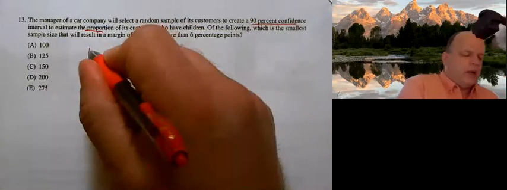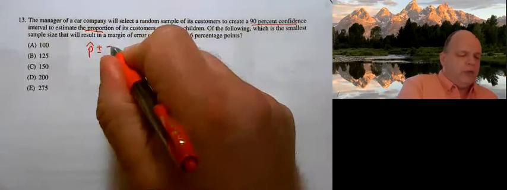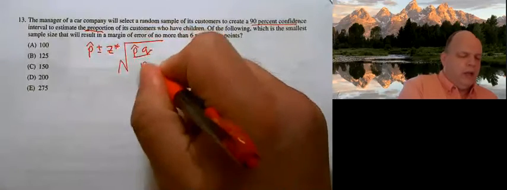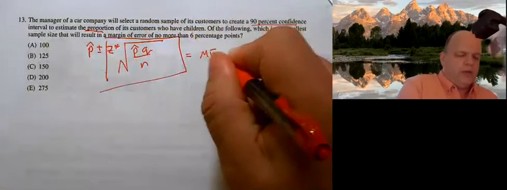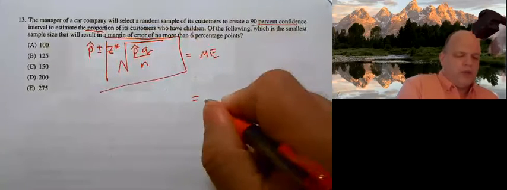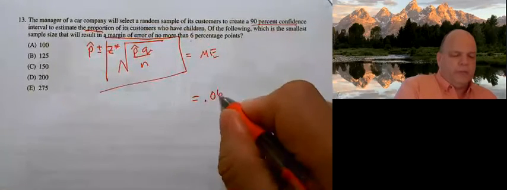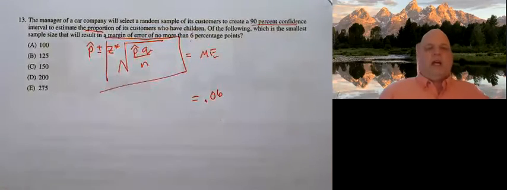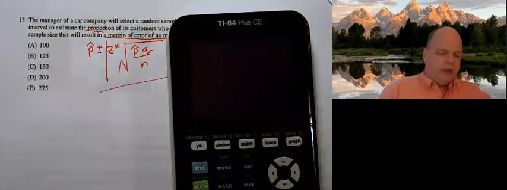So we're going to write down our confidence interval formula, which is p hat plus or minus z star times the square root of p hat q hat over n. And please remember, this part right here equals the margin of error. They're telling us our margin of error is 6 percentage points, so 0.06. We need to calculate Z star, and they want a 90% confidence interval.